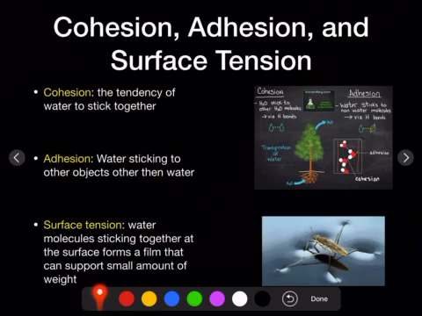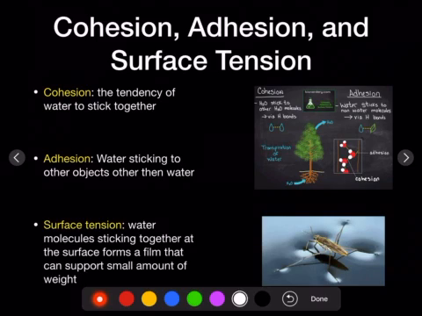Cohesion is the tendency of water to stick together. Because water sticks together and binds to itself, water is able to move from the roots of trees all the way up to the tops of the leaves, where it is transpired out. Without adhesion and cohesion, without the sticking property of water, a lot of life wouldn't be able to exist. Adhesion is where water sticks to another object, like water sticking to the sides of the roots, which allows it to climb up the tree.